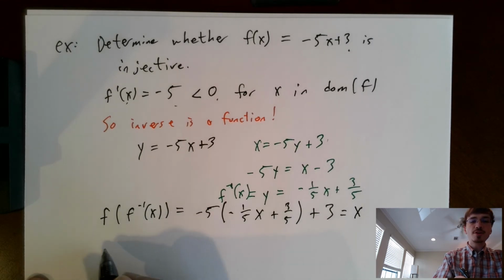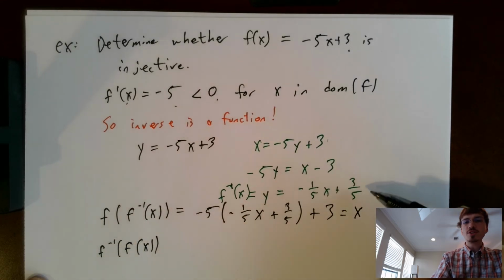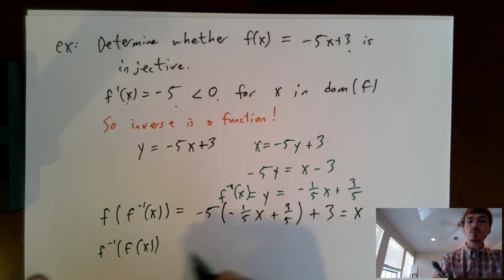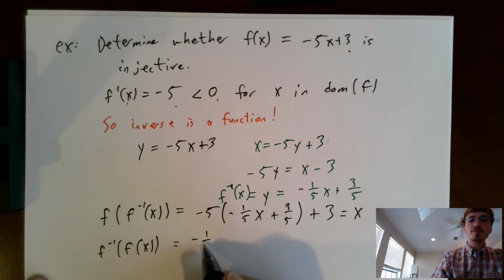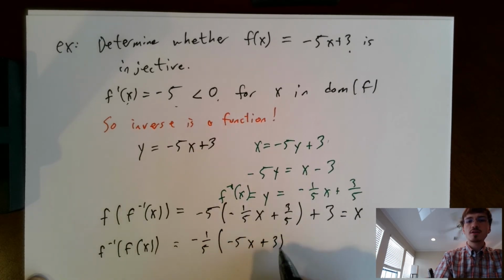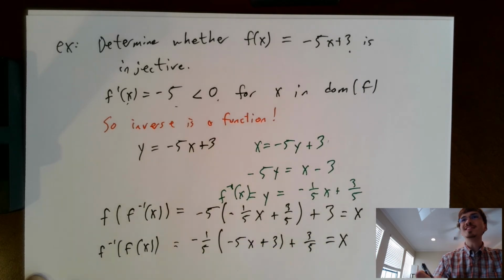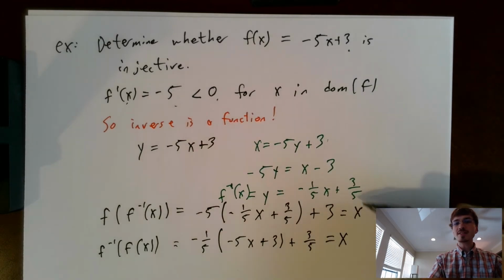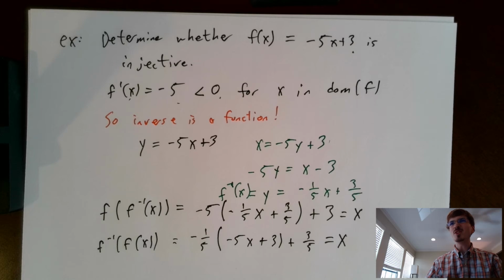And similarly, if we compose the other way, f inverse of f of x, in our equation for f inverse of x, wherever we see x, we will plug in f of x. And we'll see immediately that this gives us negative 1/5 times negative 5x plus 3, plus 3/5, which is indeed x, and that's kind of nice for us. So they are inverse functions. And this is indeed a function, right? We know it's a function because f of x was injective, and we can see that it's a function because it's a nice linear equation.